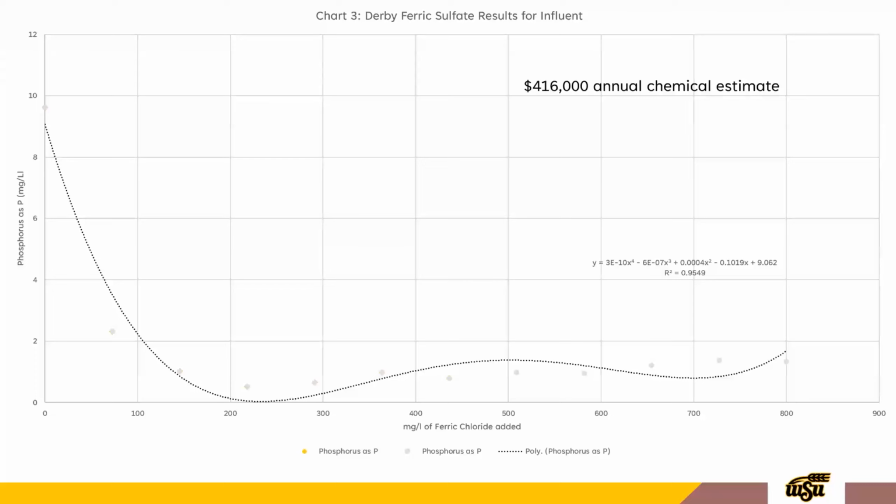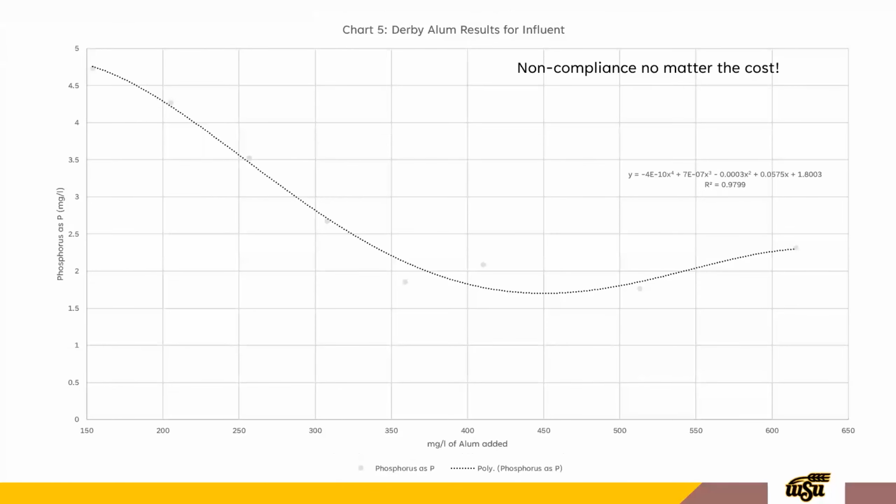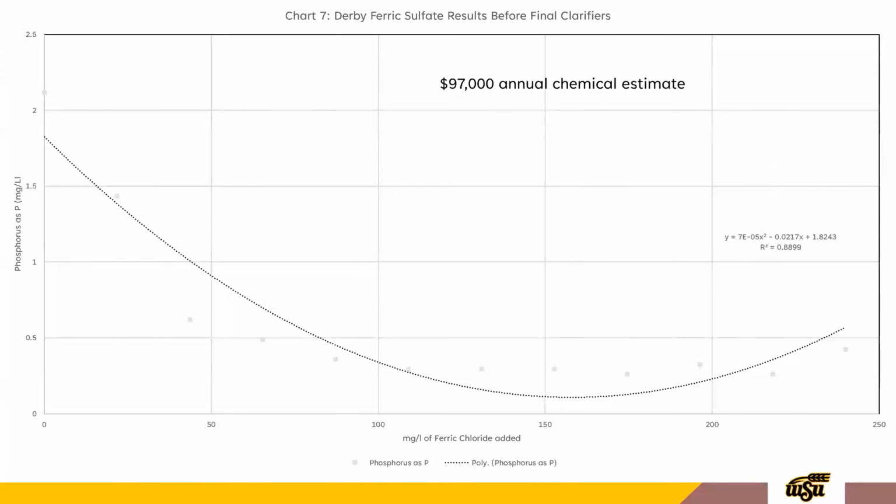And the cost estimate to bring phosphorus down was $416,000 annual. That's pretty steep. For alum in the influent, we never got the numbers to the numbers that are desired. So you could add as much chemical as you want and you never would get compliance. Then we dosed before the clarifiers at the facility, and ferric sulfate had an estimate of $97,000.